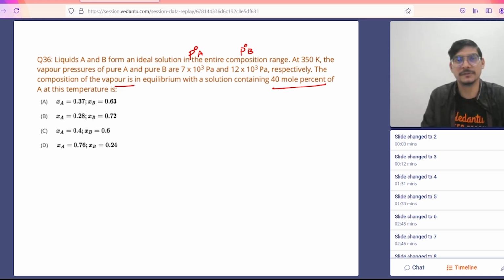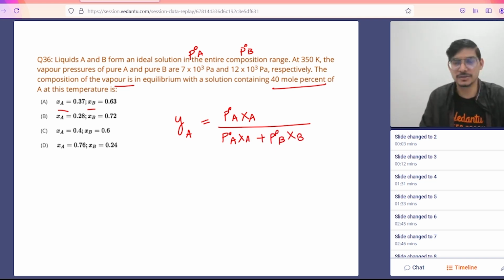The mole fractions of the vapor phase we generally denote by Y. So the composition of the vapor phase, let's say YA, is P naught A XA divided by P naught A XA plus P naught B XB. Please remember here XA denotes the mole fraction of the liquid phase, but in this case they have taken the vapor phase. But anyway, we will solve the question and figure out the right answer. Because we are writing a ratio of these pressures, we really don't need to consider the multiplicative factor of 10 to the power 3 Pascal. We can just get rid of it.